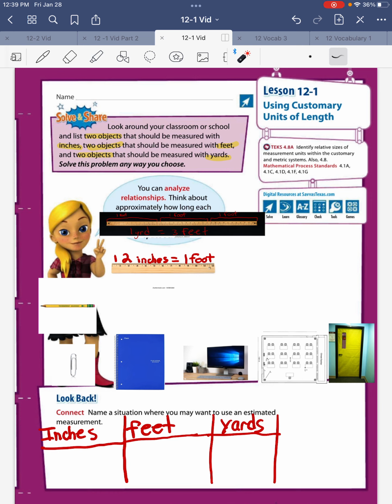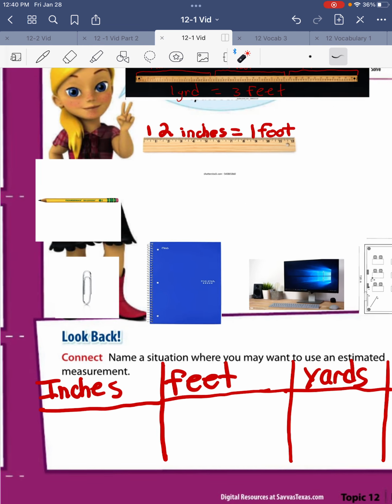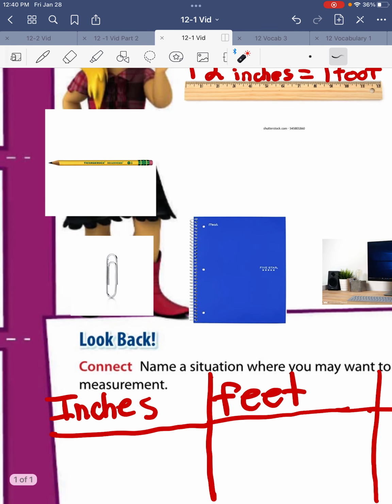Where if I'm measuring something very, very big, well, then I need a big ruler. Okay, so keep that in mind. So let's start off with my paper clip. Okay, we all know what a paper clip is. It's very small. A paper clip is maybe like the size of our finger.